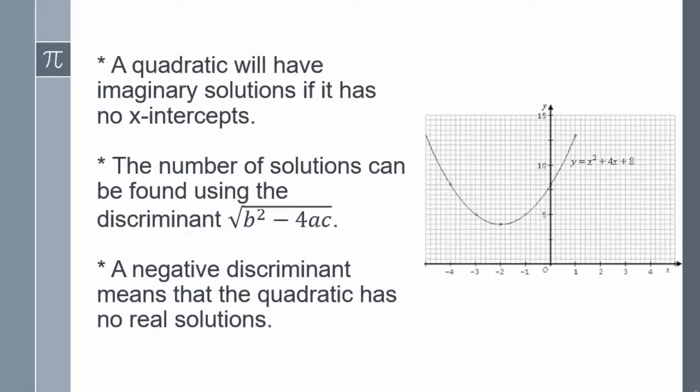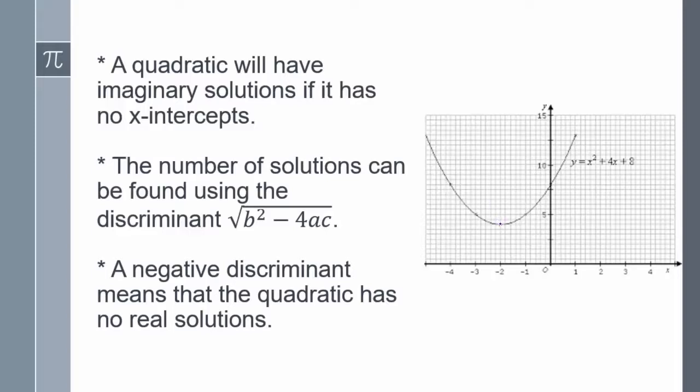A quadratic will have imaginary solutions if it has no x-intercepts. Looking at the graph on the right-hand side, you'll notice that this graph doesn't cross the x-axis, which means you have no x-intercepts or zeros or roots or real solutions to this graph. That means you end up with complex or imaginary solutions to this graph.